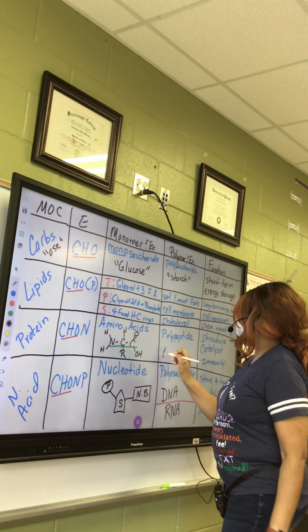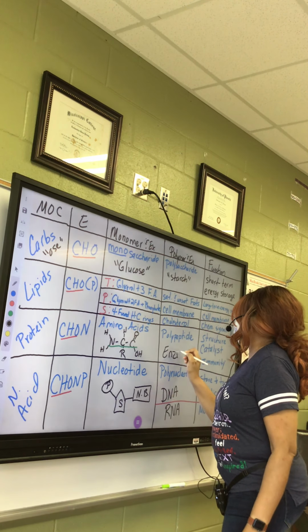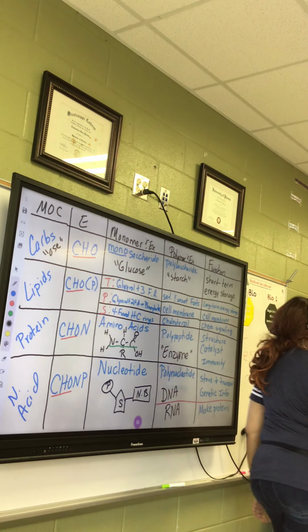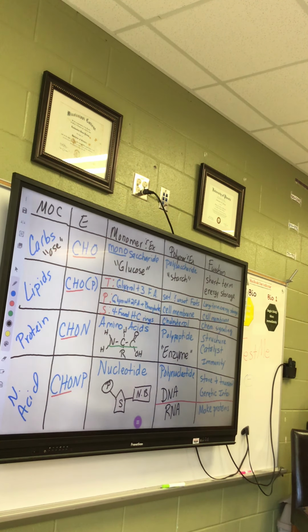All right, and an important polymer example is what we're talking about today, which would be enzymes, okay? Enzymes are special proteins. We would not be able to live without them. So that's an important example, and we're going to talk about enzymes specifically today. All right, proteins have about 8 different functions, but what are the 3 I told you I needed you to understand? Structure, catalyst, and immunity.